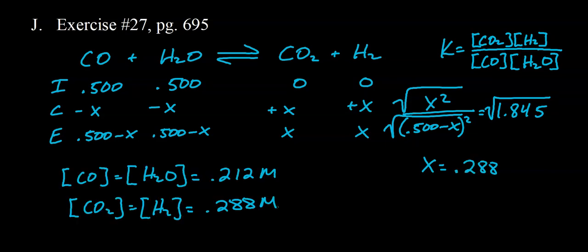So solving for x, we get 0.288, and then plug that in here to get the concentration of CO and H2O, which is 0.212 molar. And then, of course, X is the same as our concentration of CO2 and H2, so that's 0.288 molar. This is a common type of calculation, especially with acids and bases, where we are given the value of the equilibrium constant, and we need to use that to find, like in this problem, X, some sort of X.